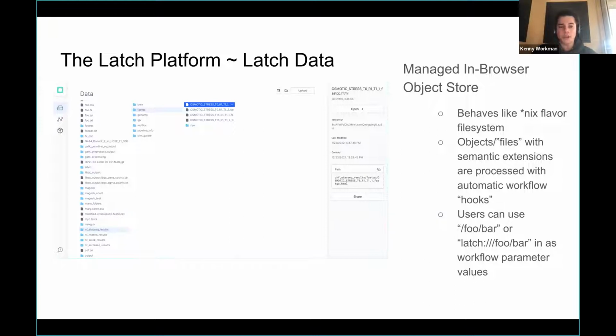But the moment you can move these around, drag and drop them, and visualize them, see all that metadata you want in a much more convenient way. That's like the tip of the iceberg. The moment files with semantic file extensions hit the system, we run workflows as hooks on top of them.